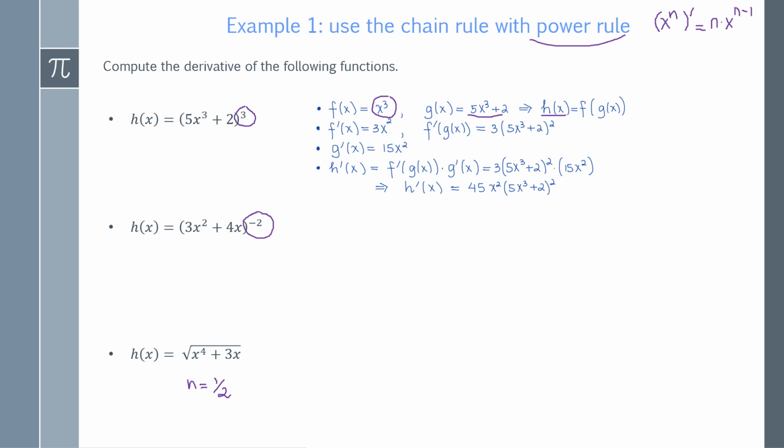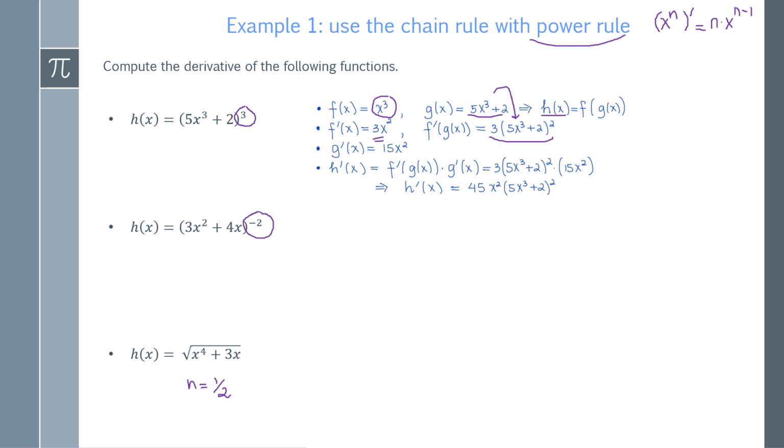Okay, the next step is to compute the derivative of f. And we know how to do that. So that's 3x squared. And now I evaluate this function, f prime, at g of x. What does that mean? Okay, so that means 5x cubed plus 2 goes everywhere I see x. And that's why I have this expression right here, 3 times 5x cubed plus 2 quantity squared.